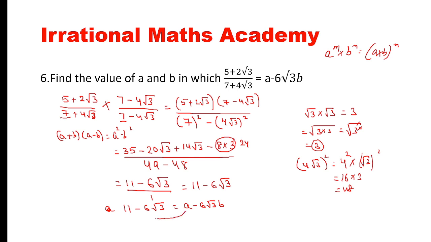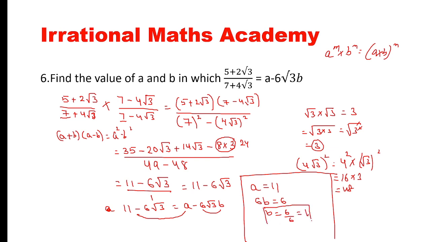So now if you compare here, what do you get? A equal to 11 you will get. Minus is there, root 3 is there, root 3 is there. But here, what else can we equate? 6B, this 6B equal to this 6. So B equal to 6 by 6, which is nothing but 1. So our B equal to 1 and A equal to 11. Is this clear?